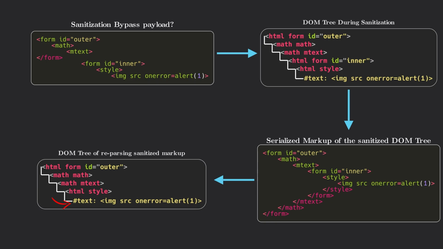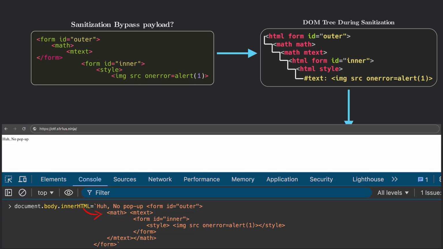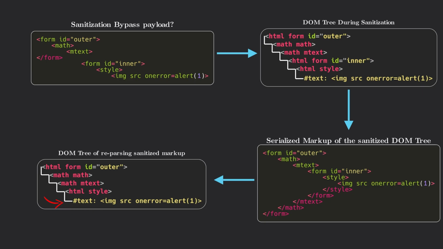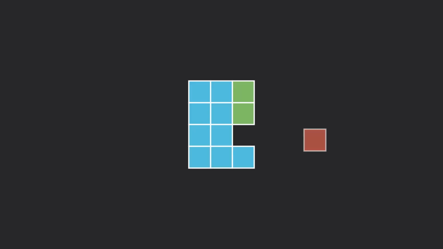But when we test this payload in the browser, no pop-up alert appears. Looking at the DOM tree, after the second parsing, we can see the style tag wasn't removed from the mtext. It stayed in the HTML namespace and as a result, our exploit failed. So we need another piece of the puzzle, which requires digging even deeper into the HTML specification.